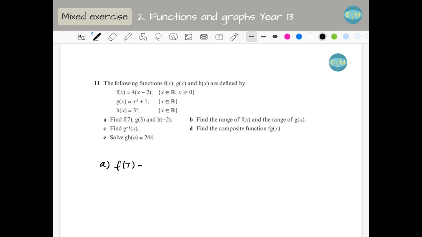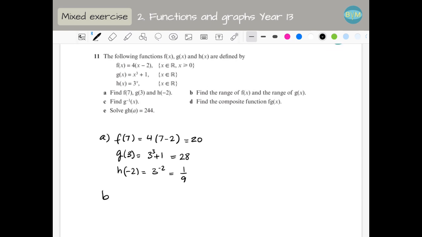f(7) is going to be f when x is 7. So we have 4 times 5, which is 20. g(3) is going to be 3 cubed plus 1, just substituting the x by 3. So it's 27 plus 1, 28. And h(-2) is going to be 3 to the power of minus 2, which is 1/9.